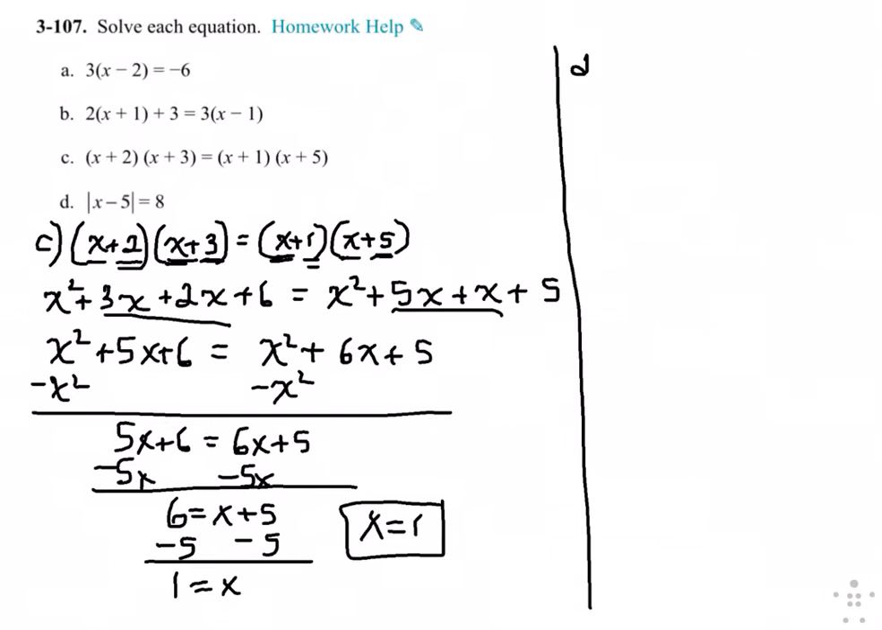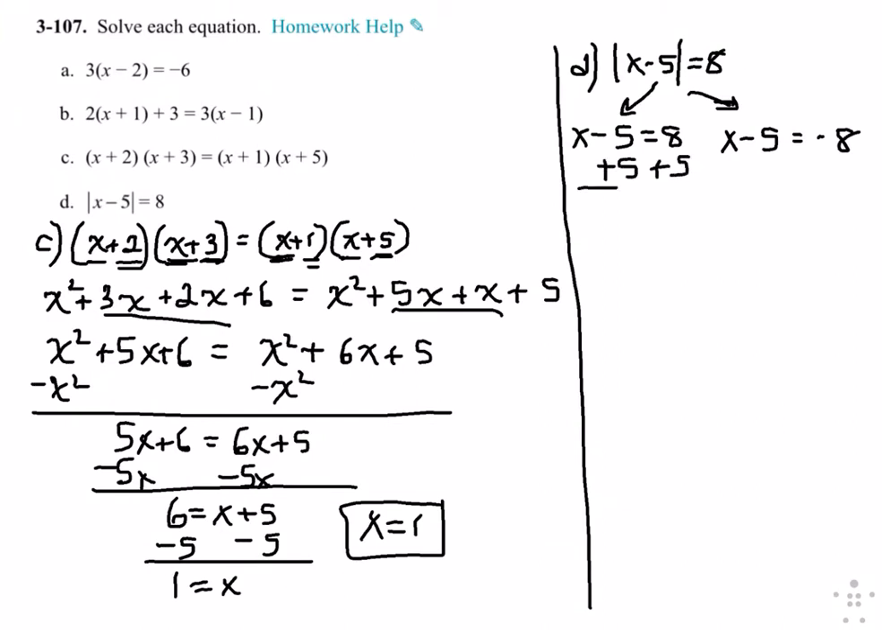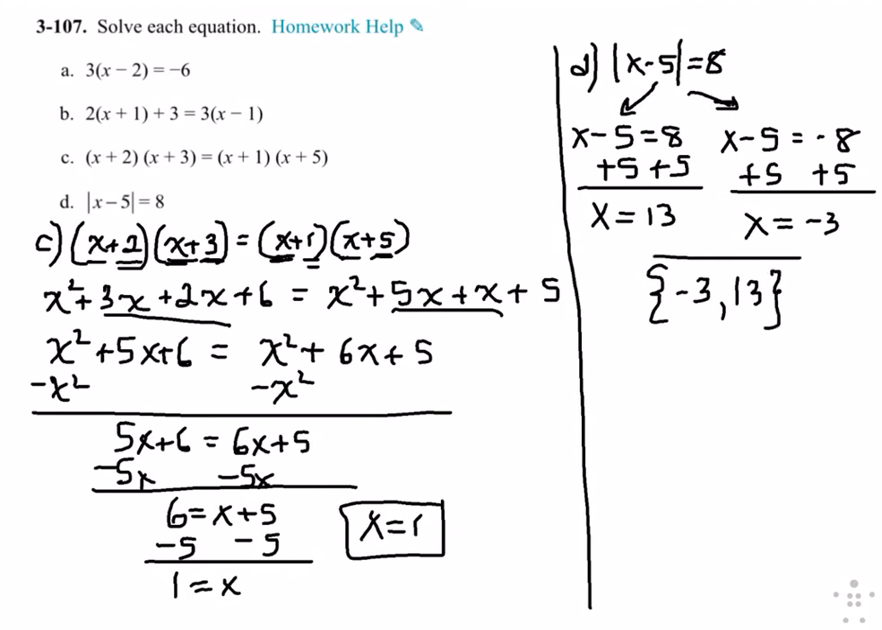We have the absolute value of x minus 5 equals 8, so we split it into 2. The first one, we just strip away the absolute value. The second one, we strip it away and make the right-hand side negative, right? So now we add 5 to both sides, and we get x equals 13. This equation, we add 5 to both sides, and we get x equals negative 3. And therefore, in set notation, we would get negative 3 and 13, which are both solutions.